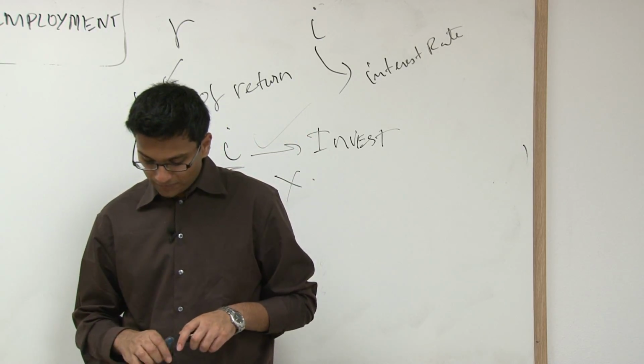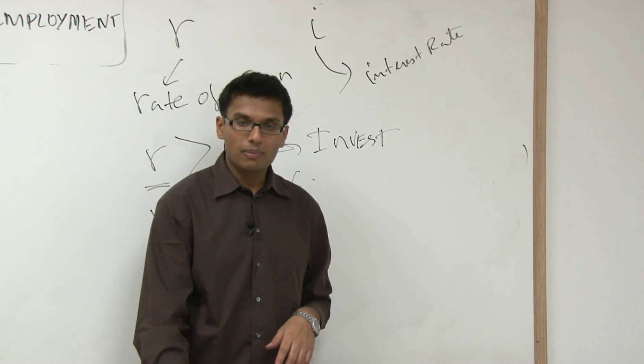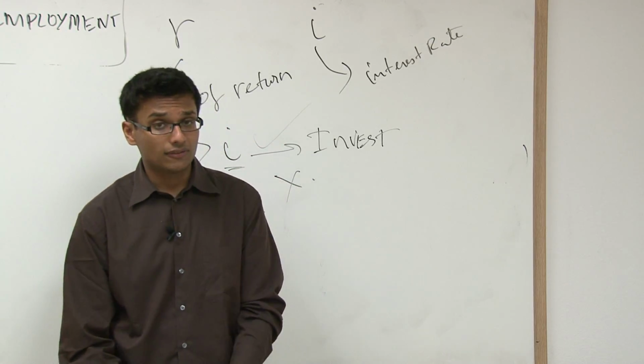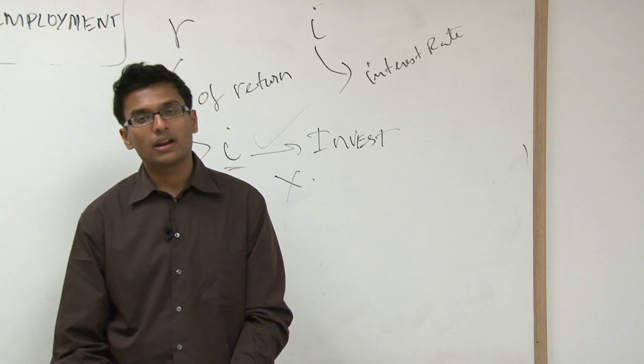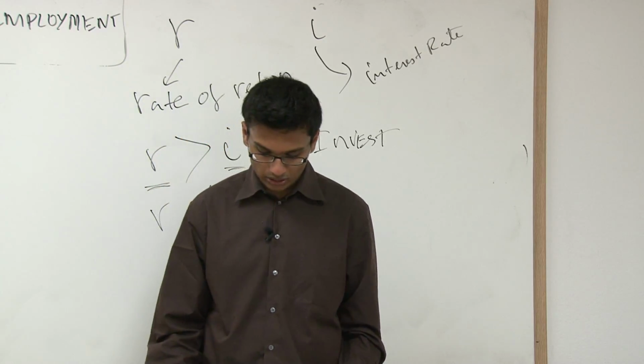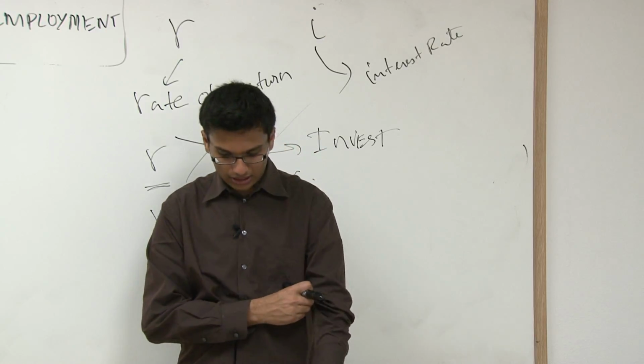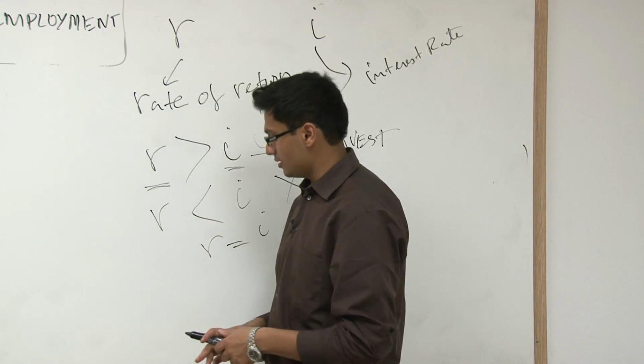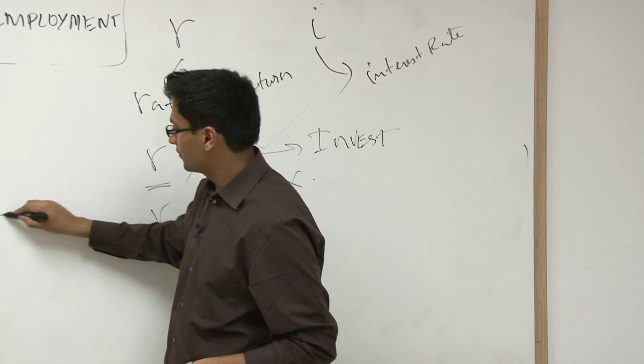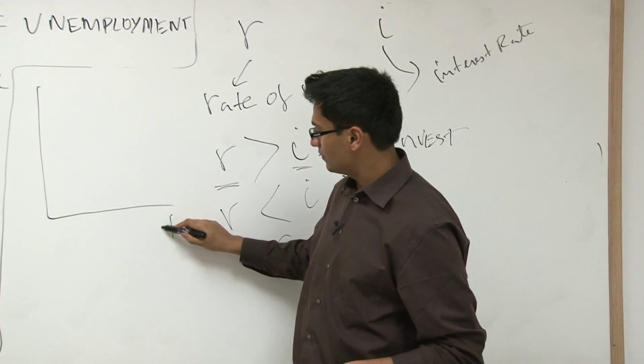So continuing with investments, let's talk a little bit about graphing investment, which is basically about investment demand. All right. So how do you graph investment demand? The investment demand curve looks like this. On your x-axis, you have investment.